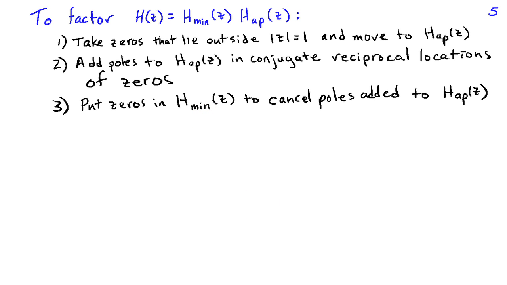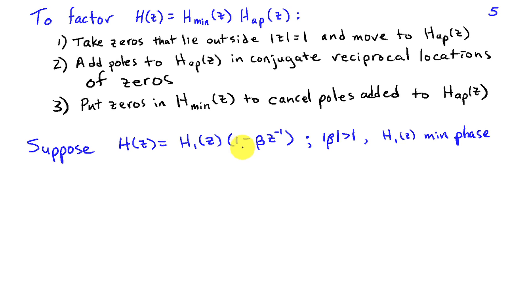Now let's do a little example. Suppose that we have one zero that is located outside the unit circle in H of z. I've written that zero here as 1 minus beta z inverse, and we're assuming the magnitude of beta is greater than 1. And then H1 of z has all its zeros and poles inside the circle, so H1 would be a minimum phase system. Well, we want to write H of z as a product of a minimum phase system and an all-pass system. And it's not quite in that form yet because this is not an all-pass system.